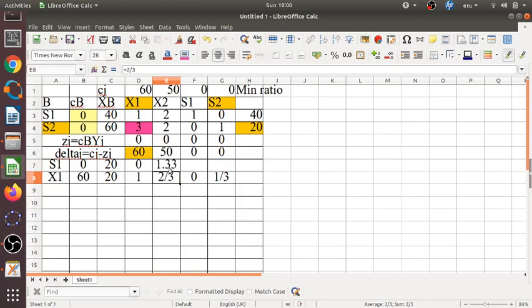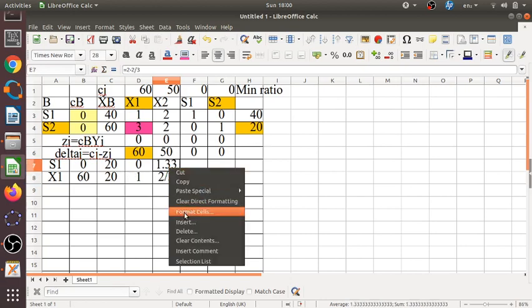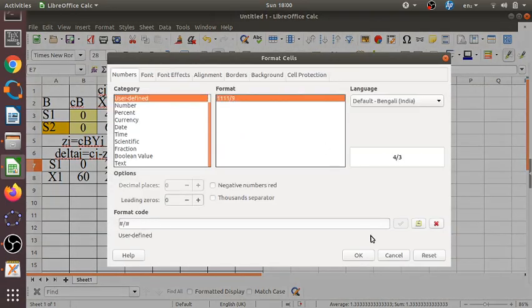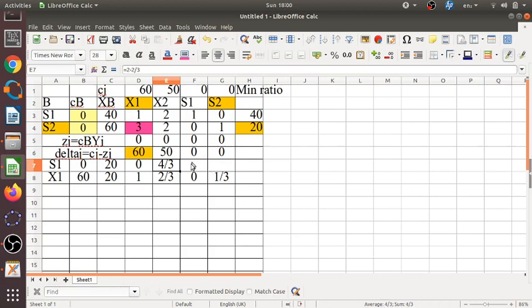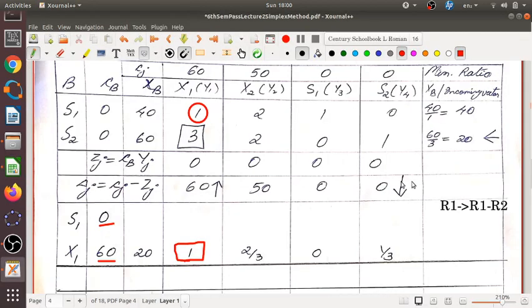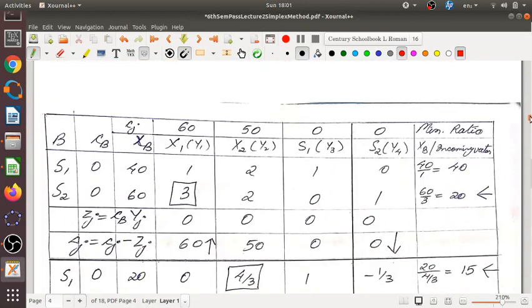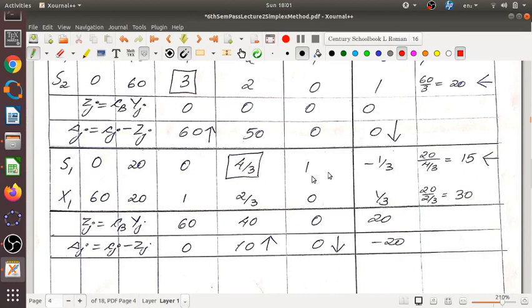What is that? We'll write it in fraction. 2 minus 2 by 3 is this. So it's 4 by 3. This is what in fact I have written here. That is how you have to calculate. So it's 4 by 3, then it's 1, then it is minus 1 by 3. This is how we do.